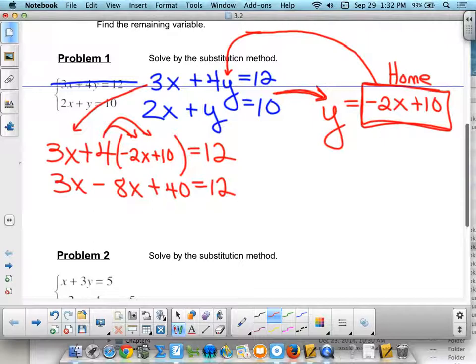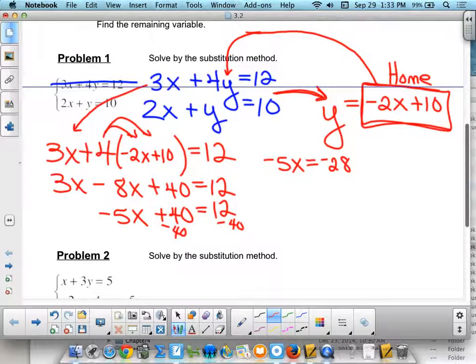Out of these three terms, which ones can you add together? The x terms. Okay, what do they add up to? Negative 5x plus 40 equals 12. What next? Minus 40. Get rid of the 40. So negative 5x equals what? Negative 20.